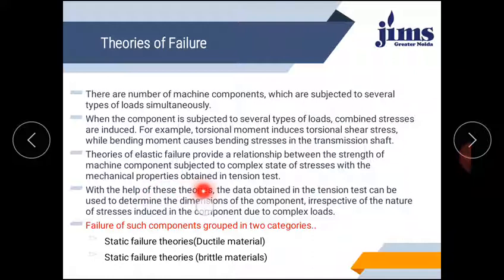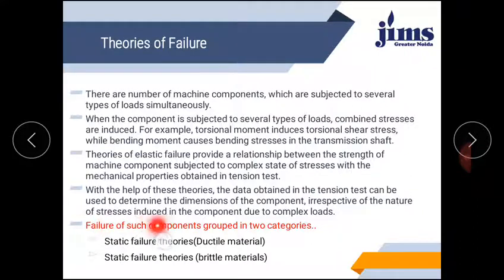With the help of these theories, the data obtained in the tension test can be used to determine the dimension of the component, irrespective of the nature of stresses induced in the component due to the complex loading. In a real situation there is a complex loading system, but under this complex loading, with the help of theories of failure, students can find out the dimensions of the component. The properties you know can be related with the complex stress system to find out the dimensions with the help of theories of failure. That is the main essence of theories of failure.